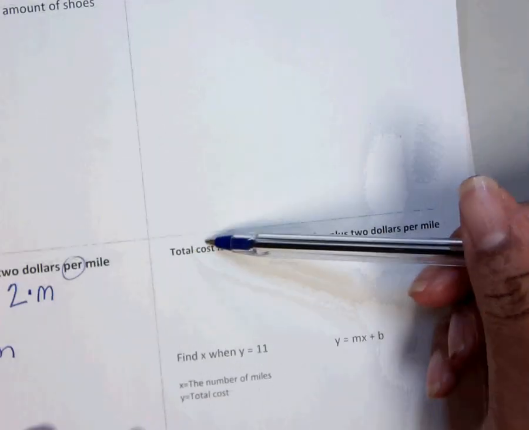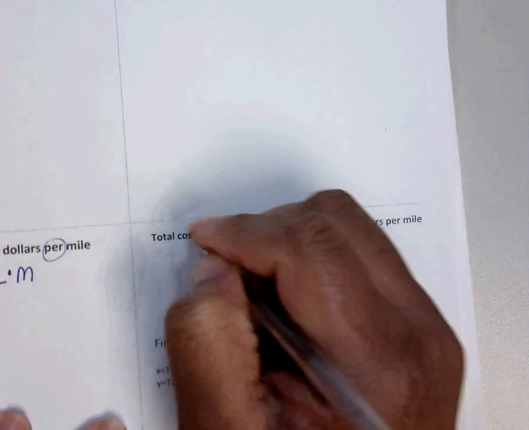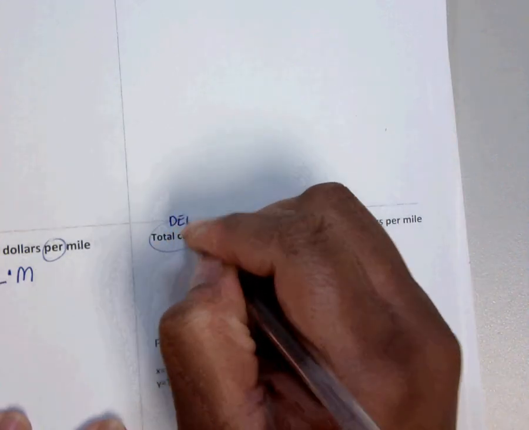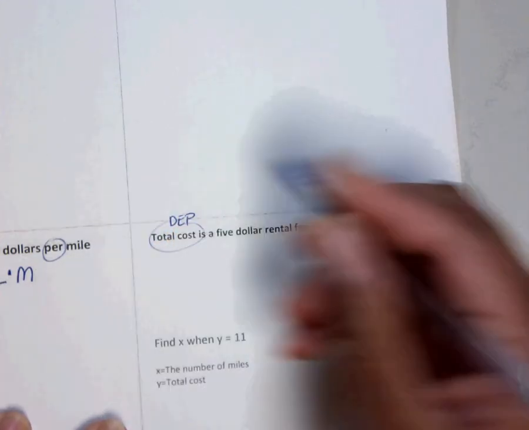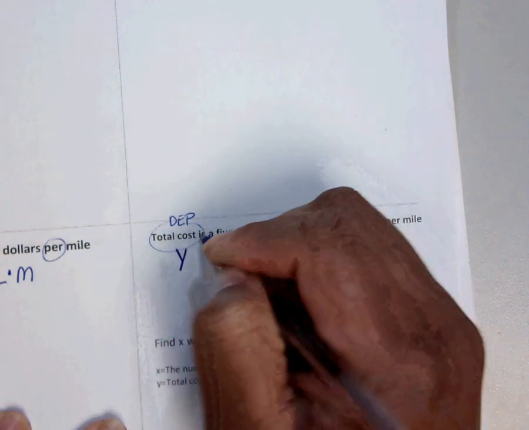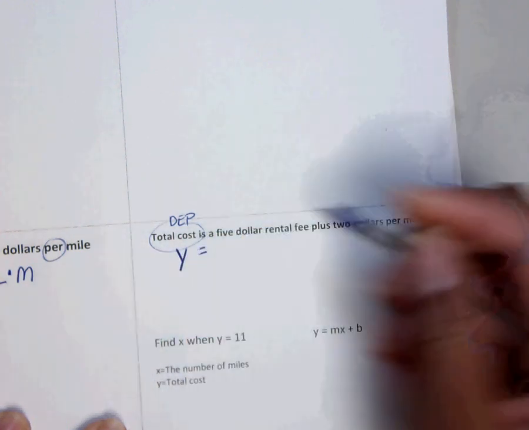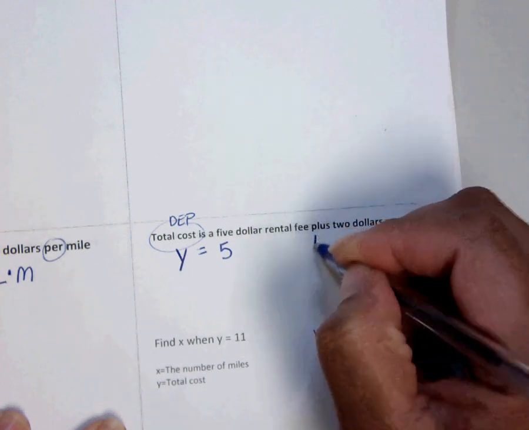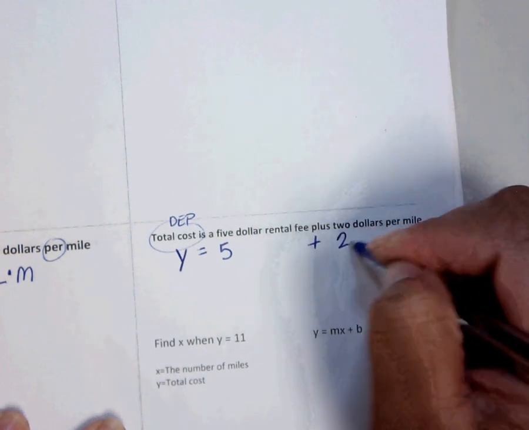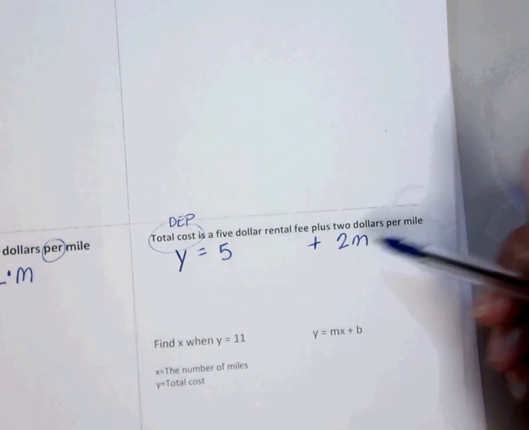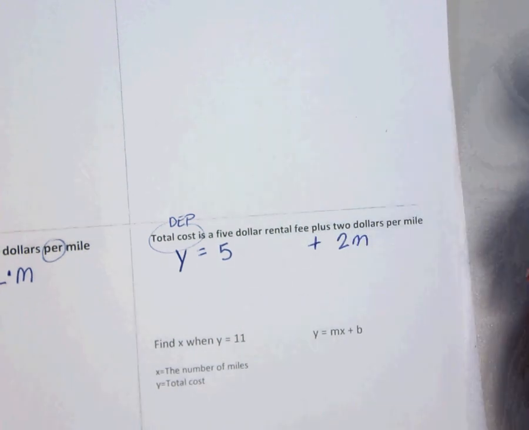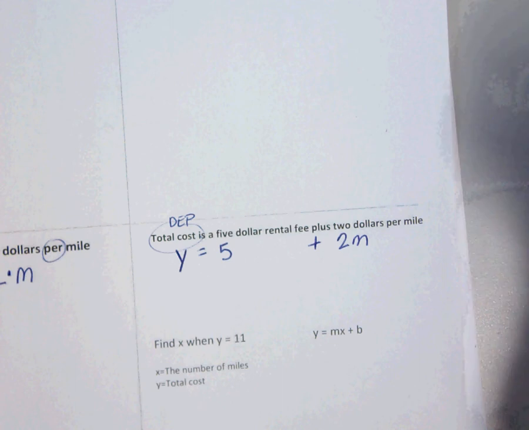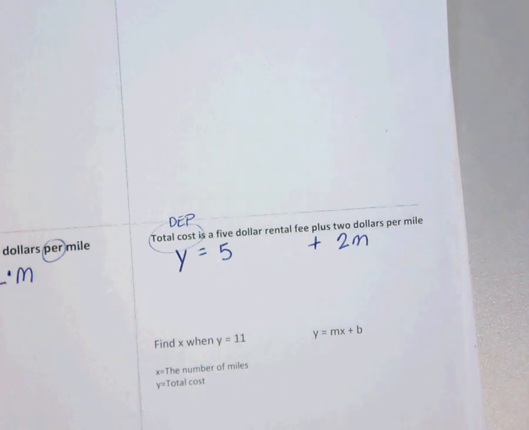It says the total cost is, so total cost, that's my dependent variable, and I want to call it Y. Y equals a $5 rental fee plus $2 for every mile, per times the mile. Okay, I'm done with my equation.